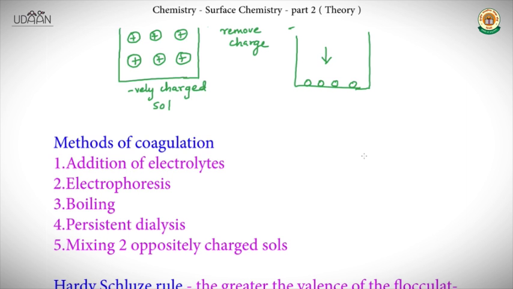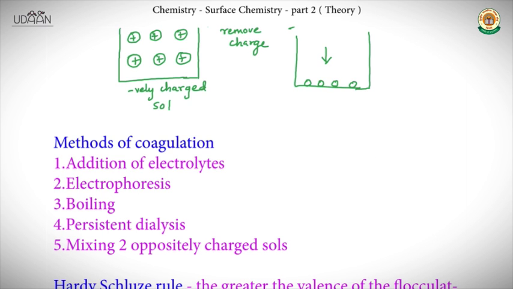The second is electrophoresis. If I keep two oppositely charged electrodes, then the colloidal particles move towards the oppositely charged ends, and they get discharged and precipitate. Similarly, there are methods like boiling, persistent dialysis, and mixing of two oppositely charged sols. So basically, the aim is to reduce the charge, because charge is the reason for the stability.